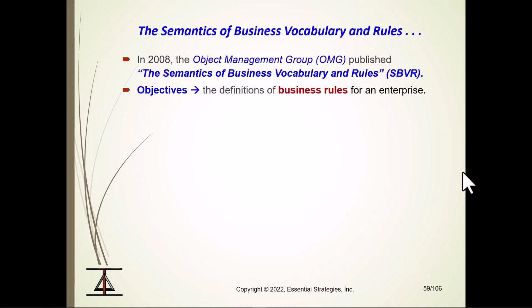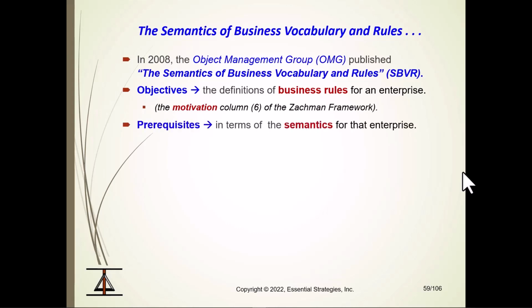Now, the objective to this in the first place was the definition of business rules for an enterprise. How do you define business rules explicitly? Well, it turns out in order to define business rules, you have to understand the language those rules are expressed in. So while the objectives are for the motivation column of the Zachman framework, the prerequisites are in terms of the semantics that we'll find over in column 1. It's the semantics part that we're interested in here today. But unfortunately, we don't have much time to go into it all.